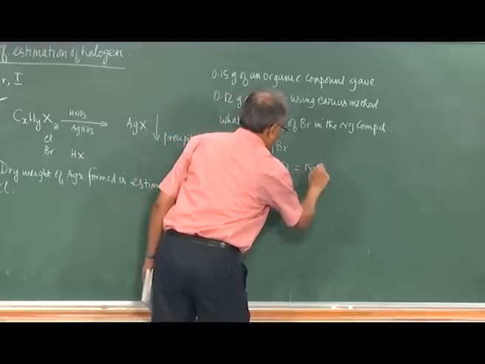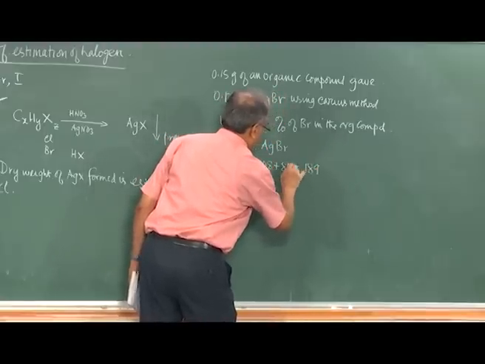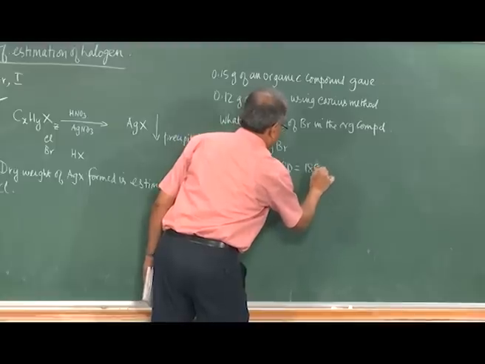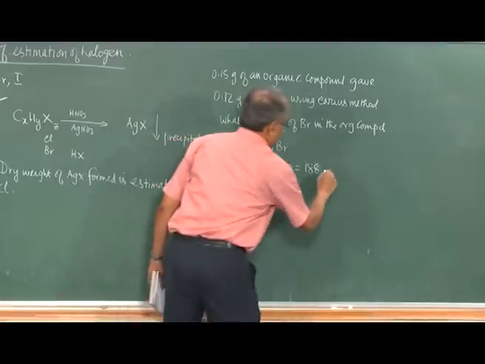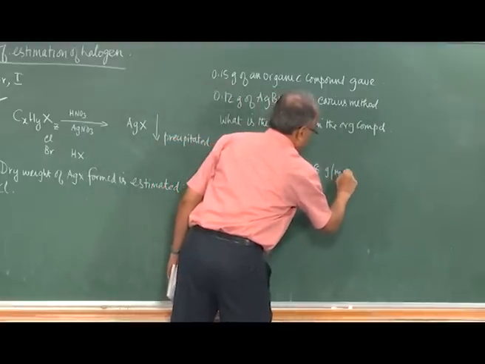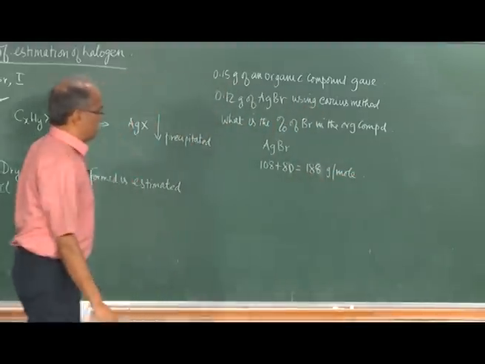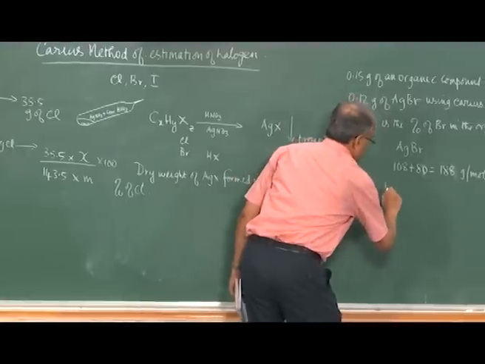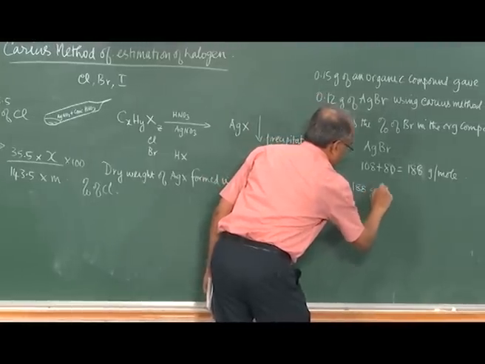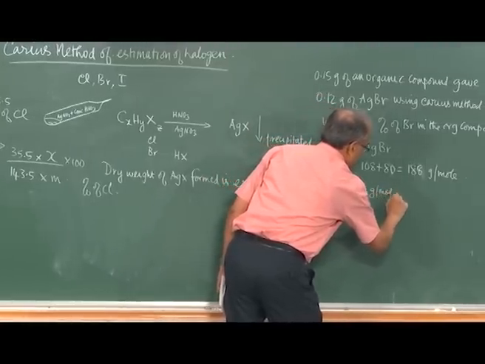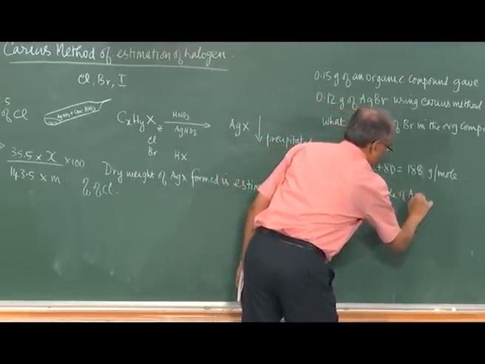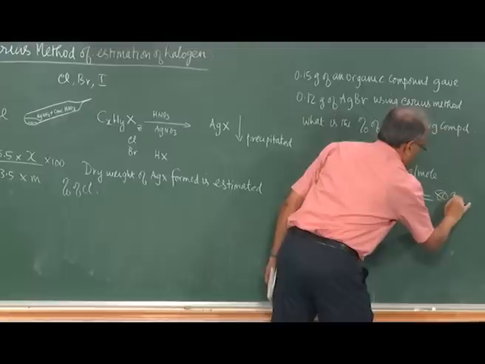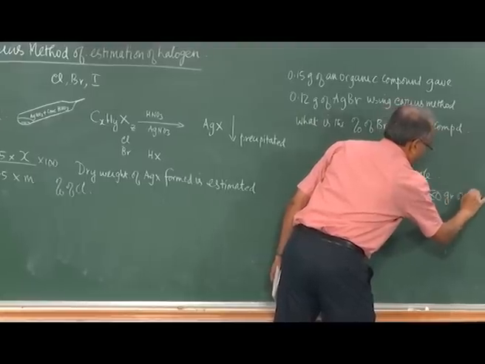So, bromine is 80, so it corresponds to 188 grams per mole of silver bromide. 188 grams per mole of silver bromide is equal to 80 grams of bromine.